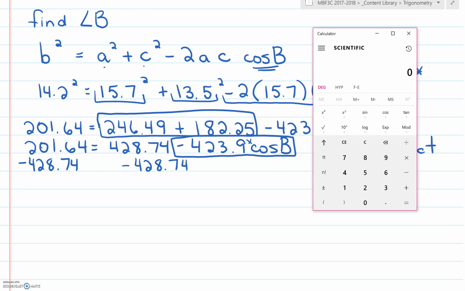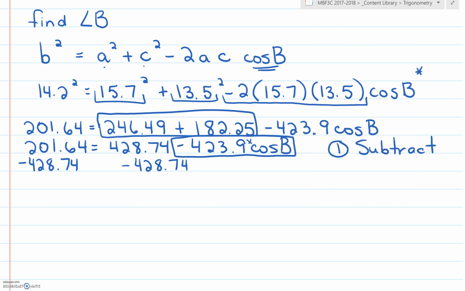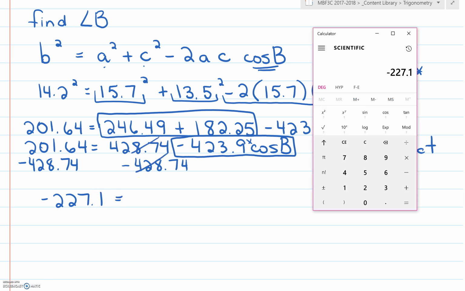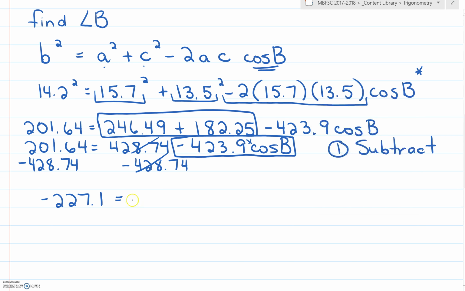So you just calculate that. 201.64 minus 428.74. And it gives us a negative. So negative 227.1. That cancels out, and that's the whole point. Okay, so that all equals to whatever is left. So 423.9 cos of B.